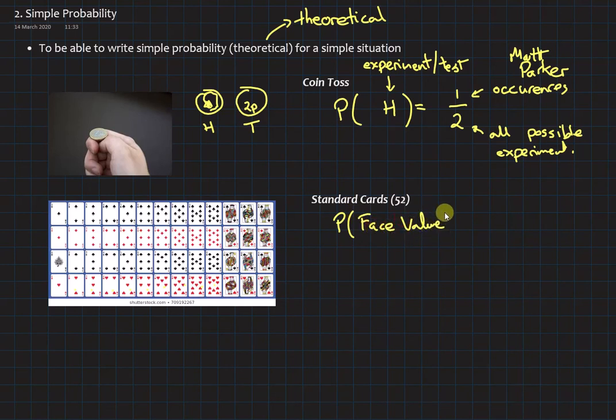Now, there's two ways of going about it. You could consider all cards. So all the cards in a deck of cards should be 52 cards. If you do the face values, we've got 4 rows of 1, 2, 3, 4, 5, 6, 7, 8, 9 cards. So 9 times 4, 36.